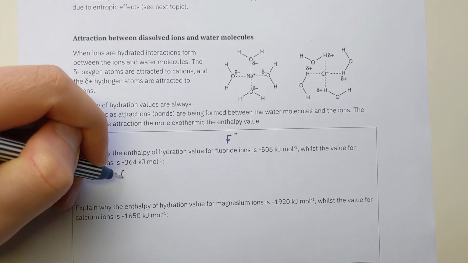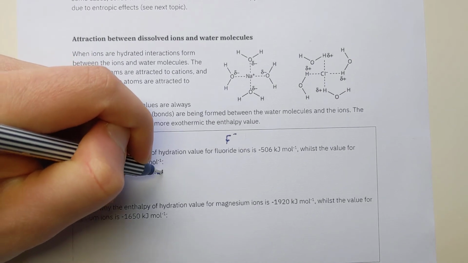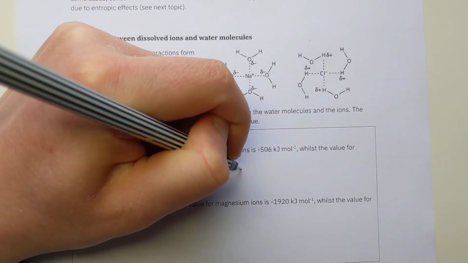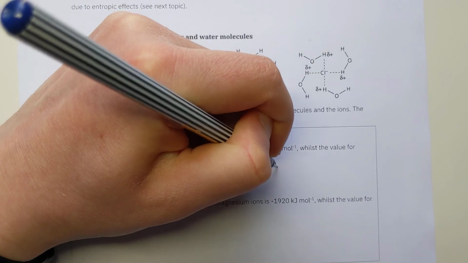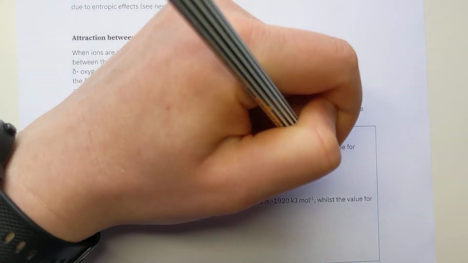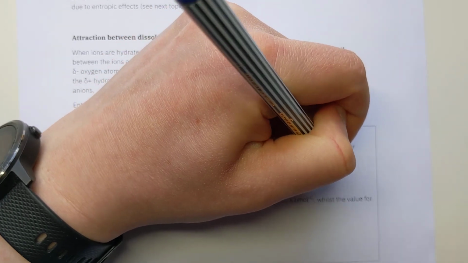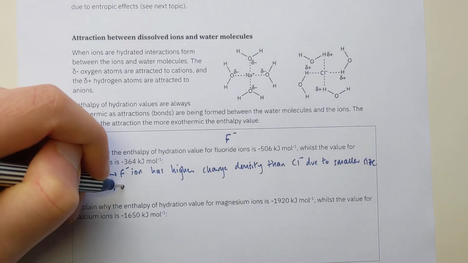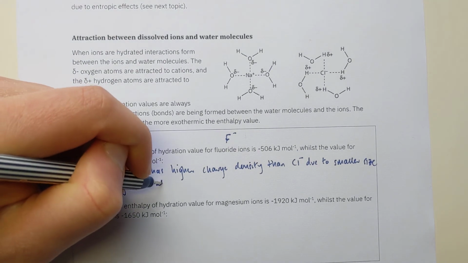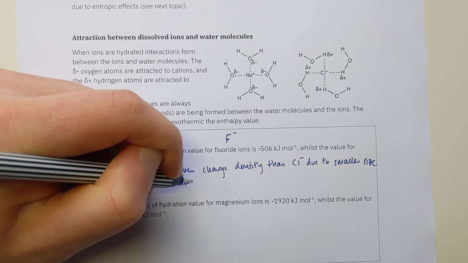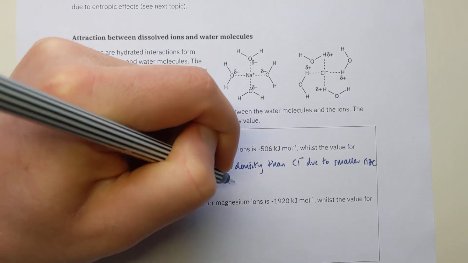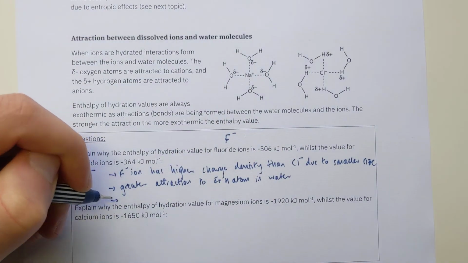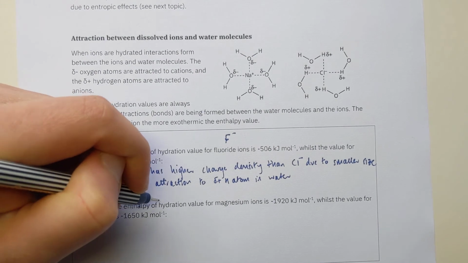So all we put here is that the fluoride ion has a higher charge density than chloride. Might want to back that up, I would just say that's due to a smaller size. Therefore, there's a greater attraction, probably be specific about where that attraction is forming, to the delta plus H atoms in water, and therefore a larger enthalpy of hydration.